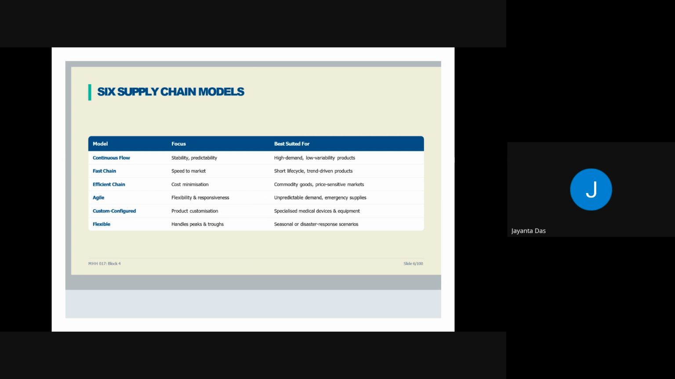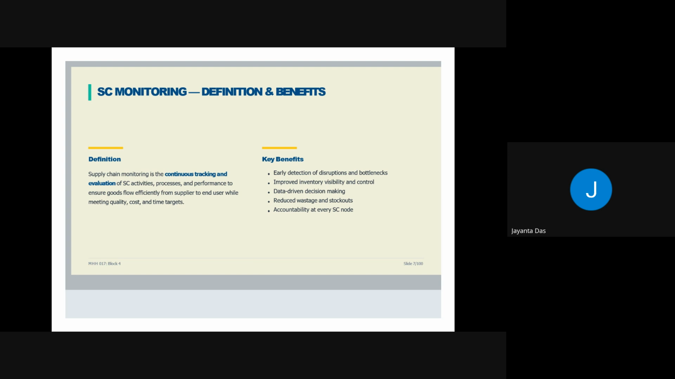So in these cases, we need to see to it that it is a speed to the market we need to maintain, and we need to see to it maybe in the small group, but on a regular basis we are having it. Then efficient chain, that is cost minimization, that is commodity goods, price sensitive markets. Then agile, that is flexibility and responsiveness. Then custom configured and flexible type. So these are the six basic supply chain models.